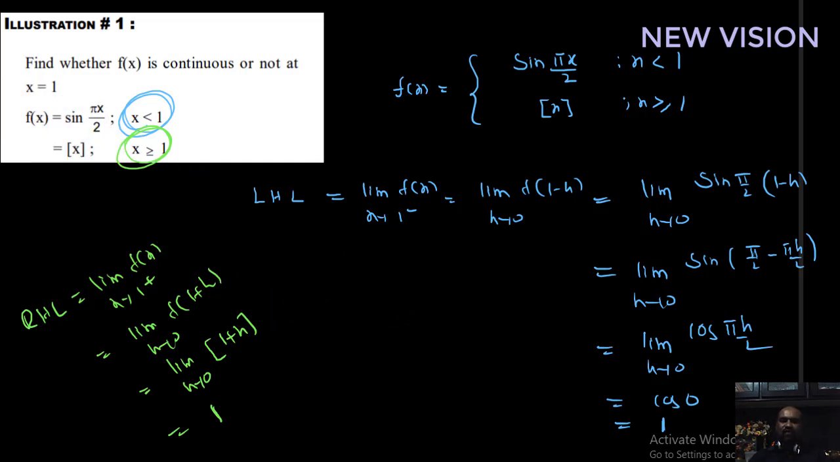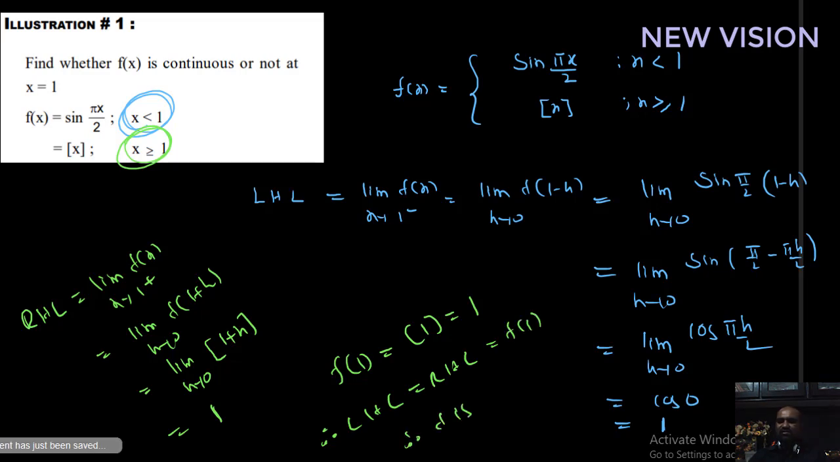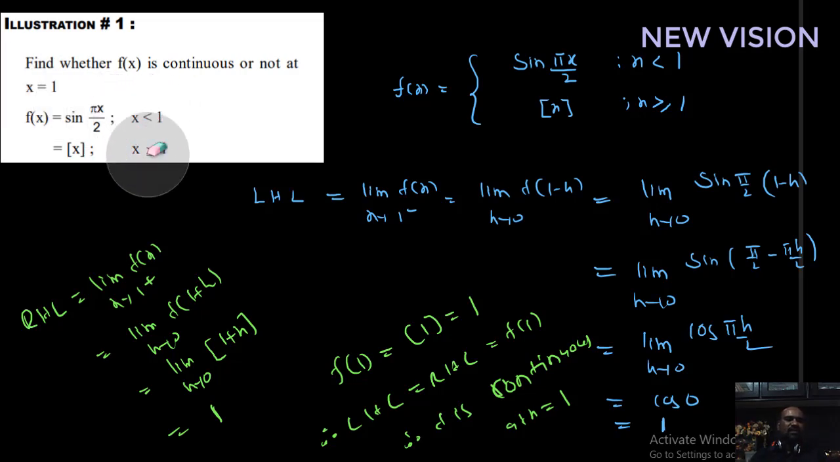Now I want to find f of 1. f of 1 should be found. f of 1 is step of 1, that is equal to 1. So there what happened? LHL equal to RHL equal to f of 1. Therefore f is continuous at x equal to 1. Okay, by the definition of continuity, the function is said to be continuous at x equal to 1.